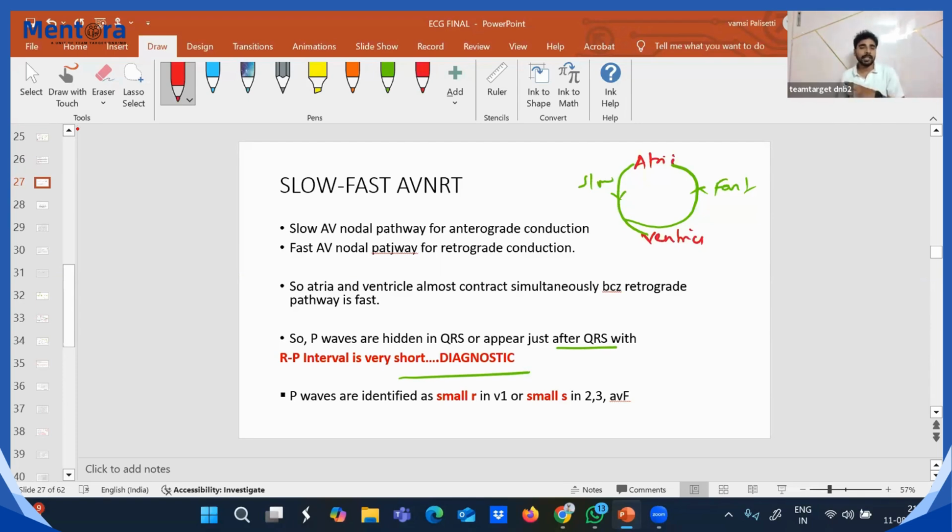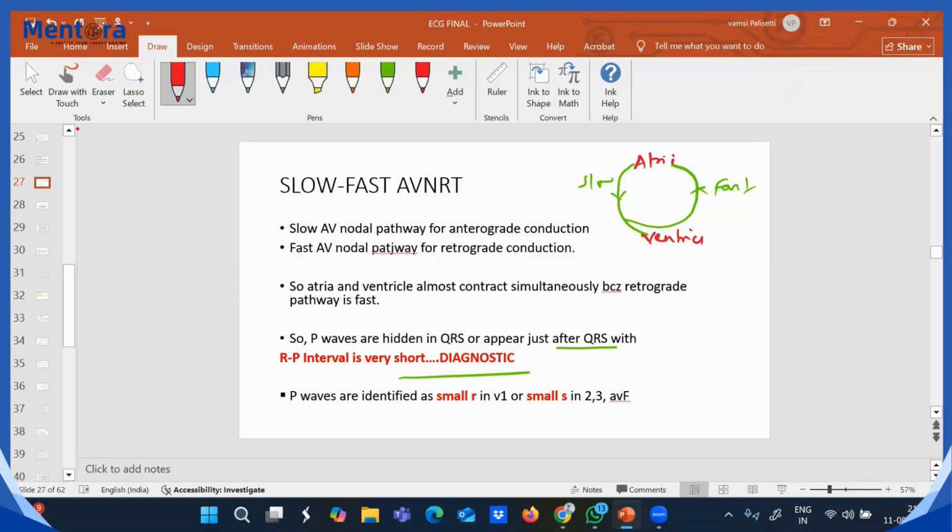Okay, if you don't remember anything also, no problem. Only this prerequisite is important. For this, two pathways are needed and one premature atrial complex is needed. That's it. You remember that thing? Enough. Slow-fast is more common there. In orthodromic AVRT, you have to differentiate based on the RP interval. That's it. In clinical practice also, you use only the same thing, nothing more than that.